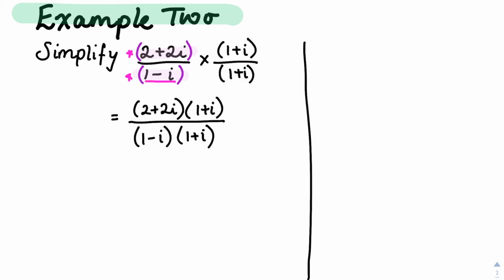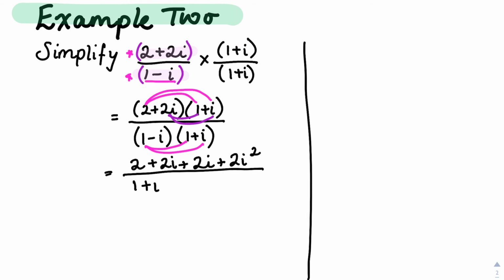And using our FOIL method, we'll expand out the parentheses. Let's now simplify the numerator and the denominator whilst recalling that i squared is equal to -1. Let's focus on the numerator first. Our like terms are 2i plus 2i, which is going to give us 4i. And then, of course, we need to add on our 2 multiplied by -1.